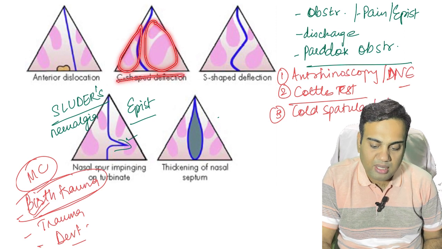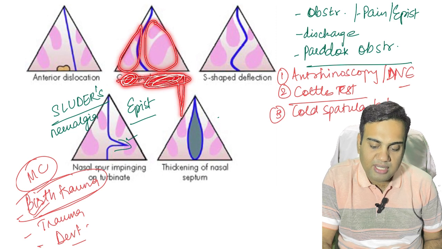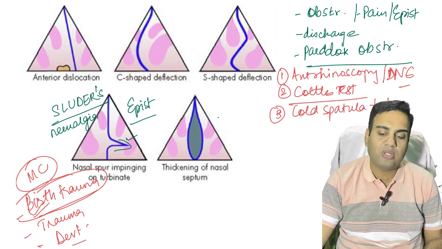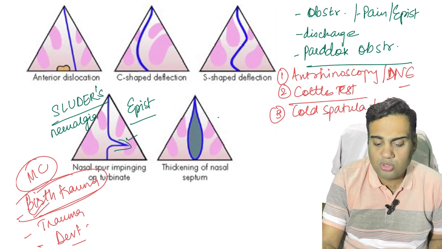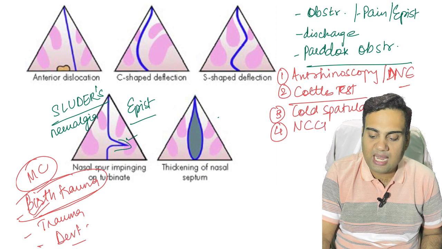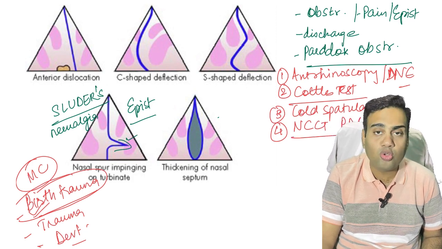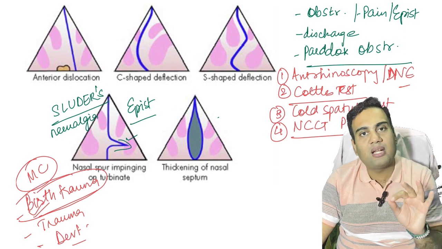So when you keep a tongue depressor here, then misting over here will be less than misting over here. So that is your cold spatula test that you can do to confirm your test. Of course, you can also do the most common investigation, that is your CT scan of the paranasal sinus or the nose, CT-PNS, where you will get the exact location and the deviation.